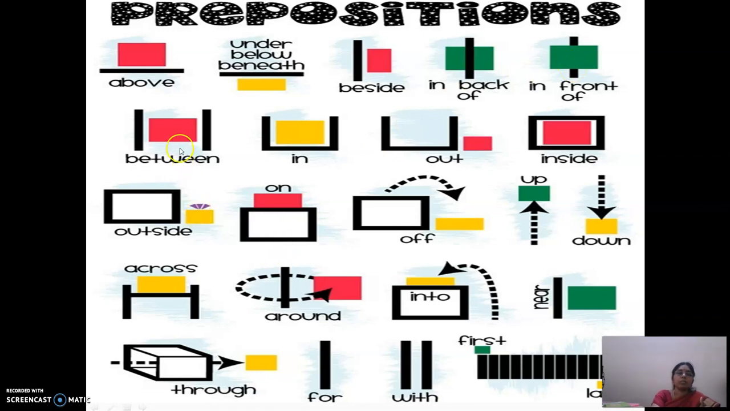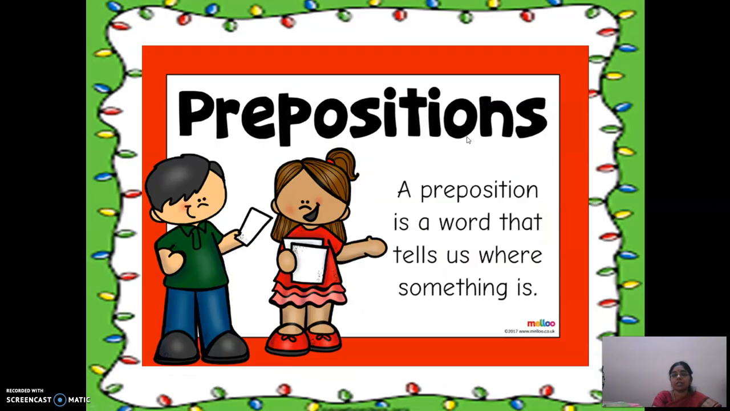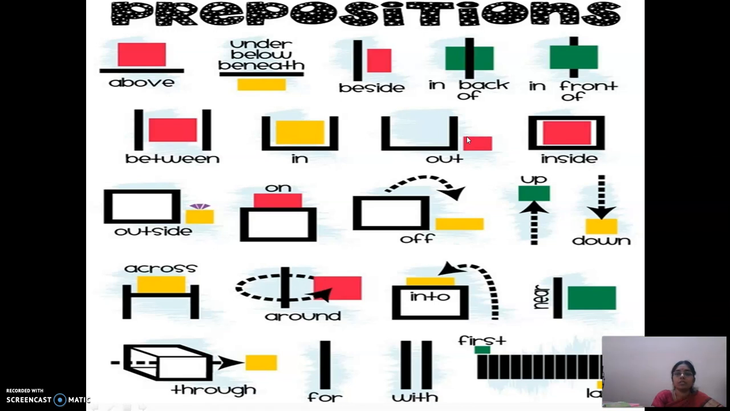So between. The pink color rectangle is between the two lines. In. So the yellow color box is in the black color line. Out. The pink color box is out of the line, right? So now inside. So children, can you observe that in is there and inside is there? What is the difference you find in the picture itself? You should be able to tell me what is the difference between in and inside. Okay.